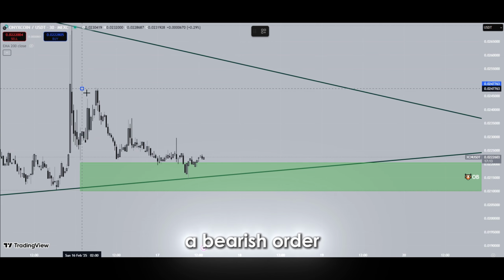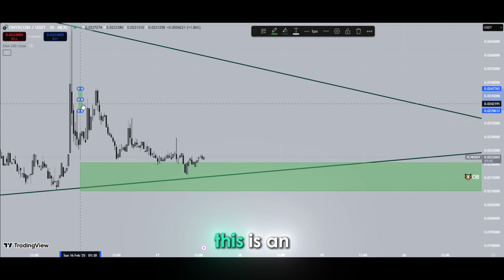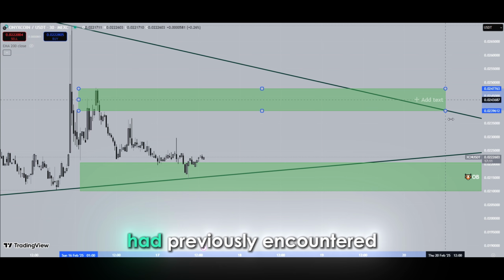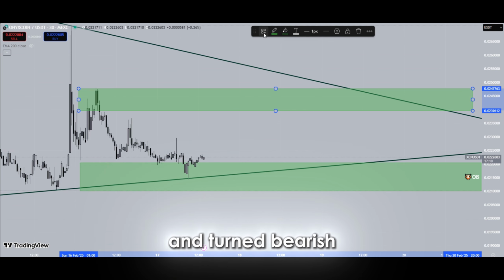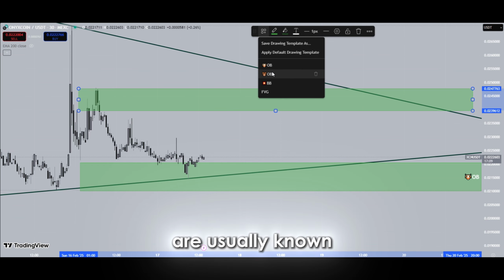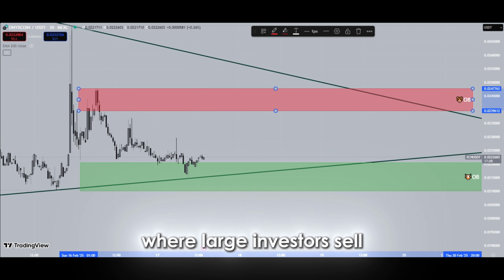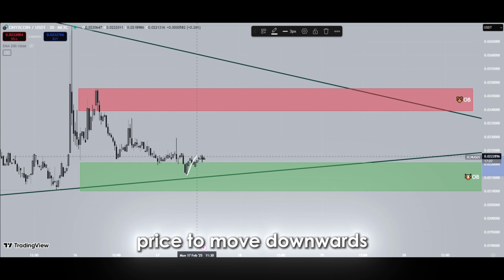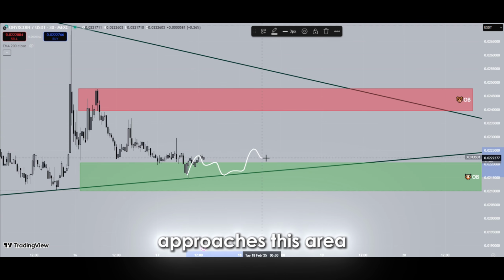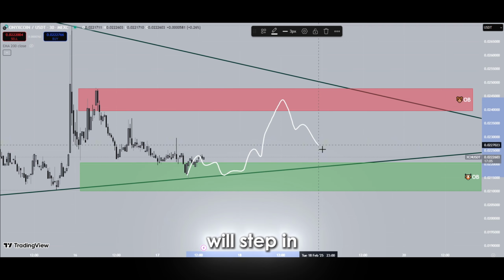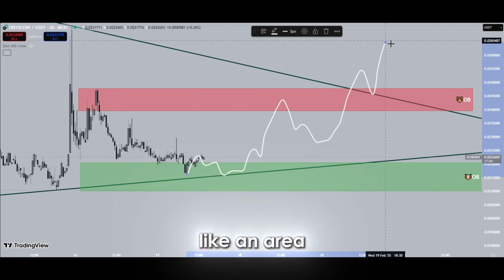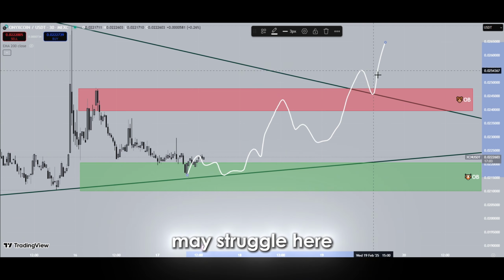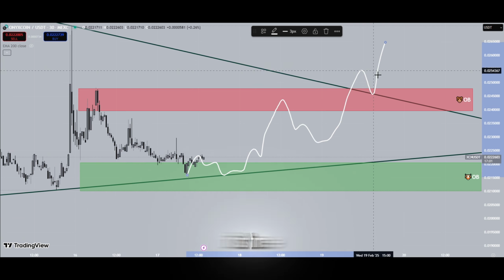And there is a bearish order block at the top. This is an area where the price had previously encountered heavy selling pressure and turned bearish. Bearish order blocks are usually known as areas where large investors sell and cause the price to move downwards. When the price approaches this area, there's a good chance that sellers will step in. This is why it can work like an area of resistance, and the price may struggle here. It may not break here the first time, but it may break it after a few attempts.